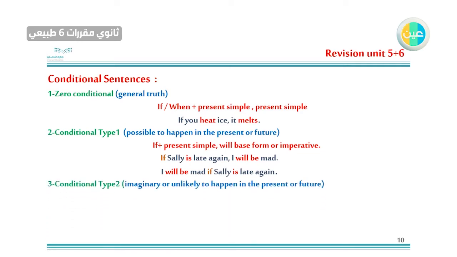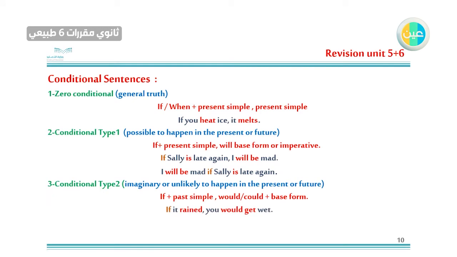Number 3, conditional type 2. This type of conditional is for something imaginary or unlikely to happen in the present or future. And the rule for this type is if plus past simple, and the result clause would or could plus base form. Simply.